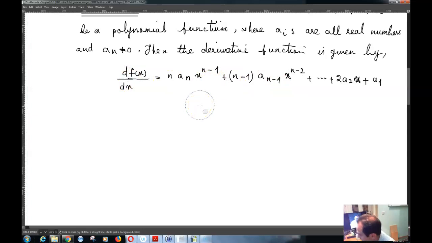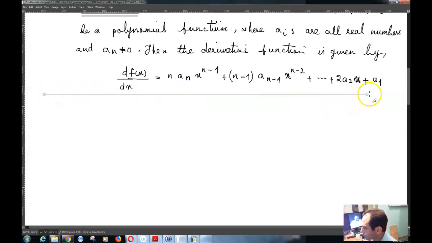So now let's do a couple of examples here. Suppose that you want to find the derivative of 6 times x raised to the power 100 minus x raised to the power 55 plus x plus x.